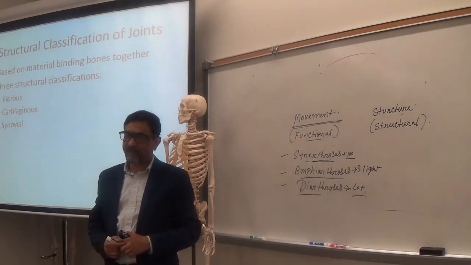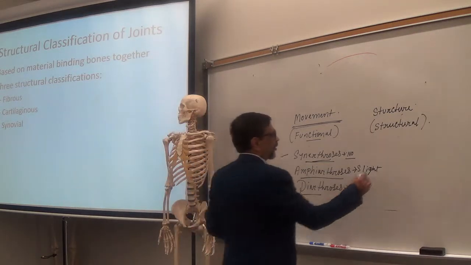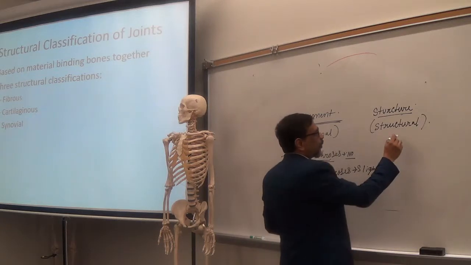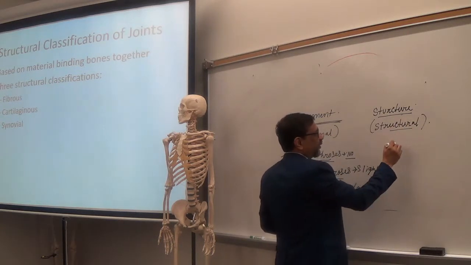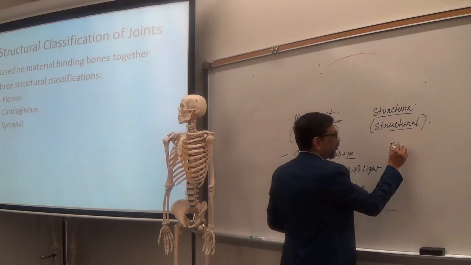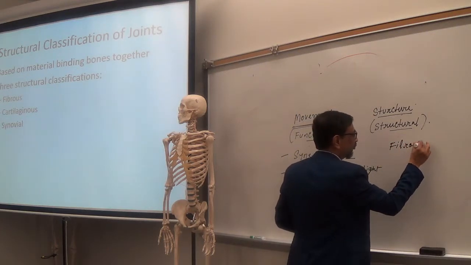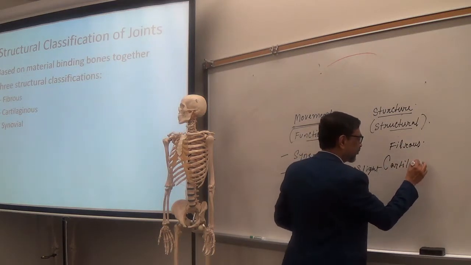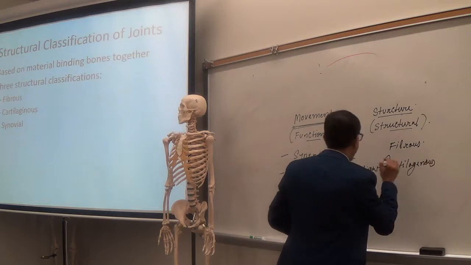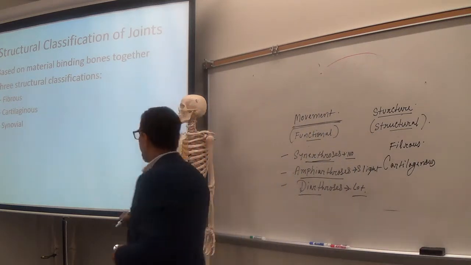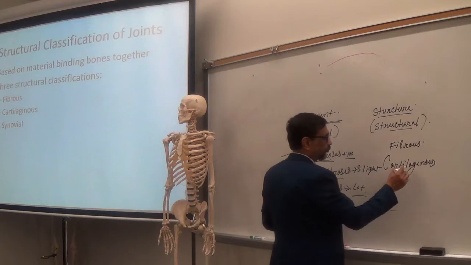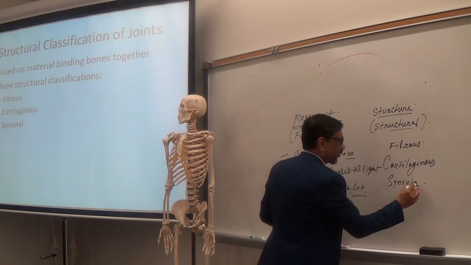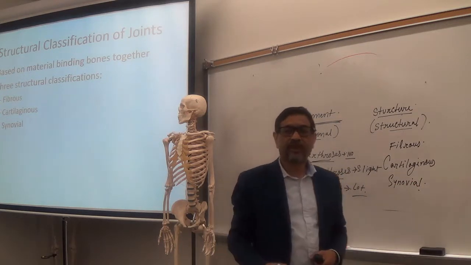Structural classification. By looking at the structure inside the joint, we classify into three types: fibrous, cartilaginous, and synovial. So, three types of structural.